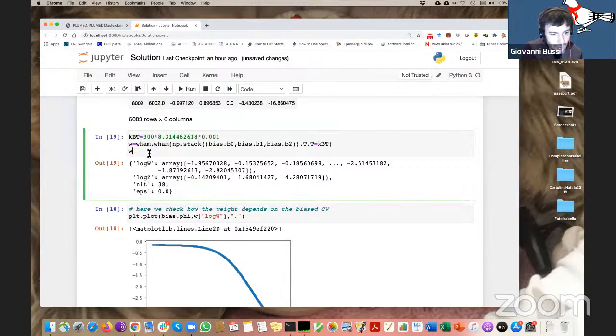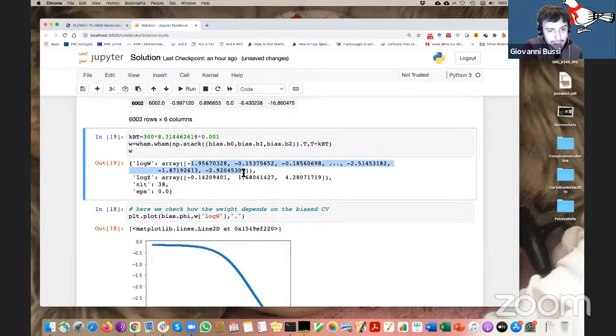So you see this W is a dictionary containing a lot of stuff. It contains the logarithm of the partition function estimated for the 3 bias potentials that we are using. So for the 3 Hamiltonians that we are using, these partition functions are obtained up to an arbitrary multiplicative constant. So these logarithms are defined up to an arbitrary shift, but what matters are the differences between these.